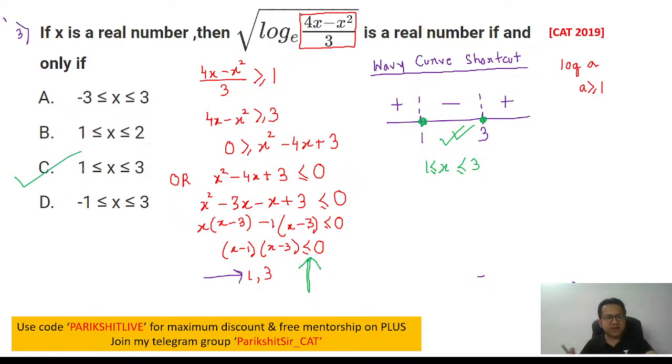Absolutely. I see even Venkat giving me the correct answer. Good, Venkat. Perfect.